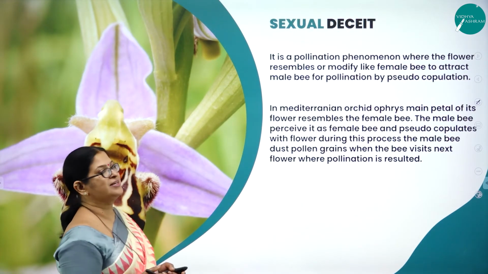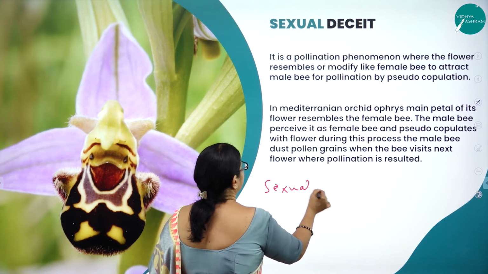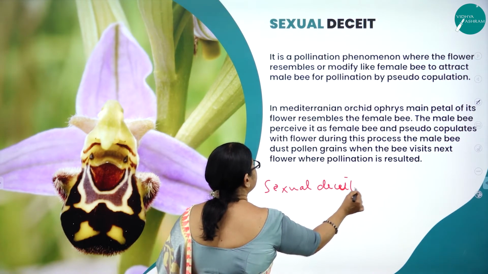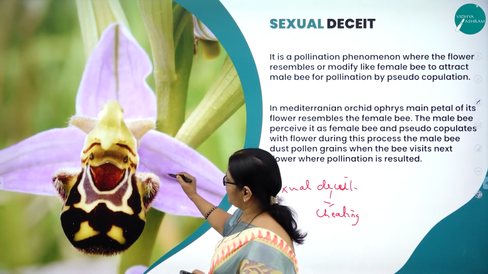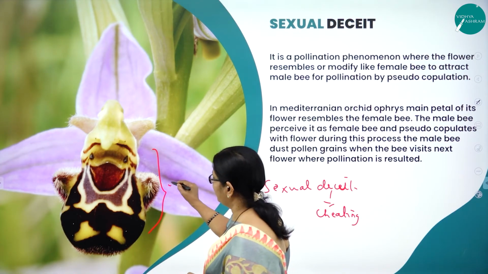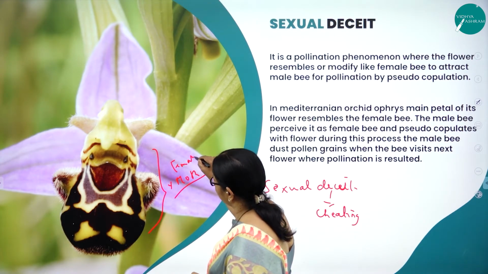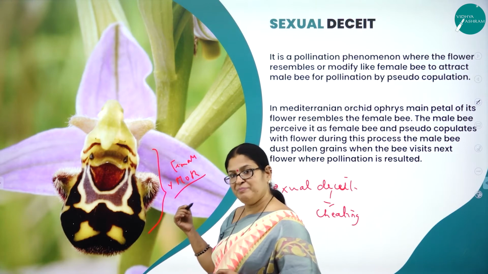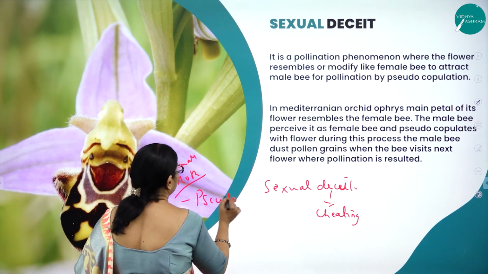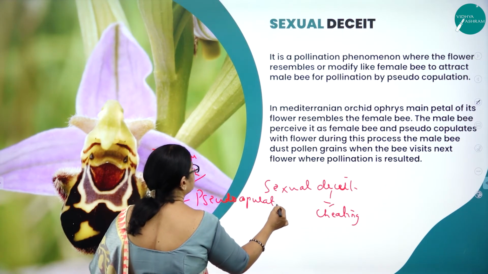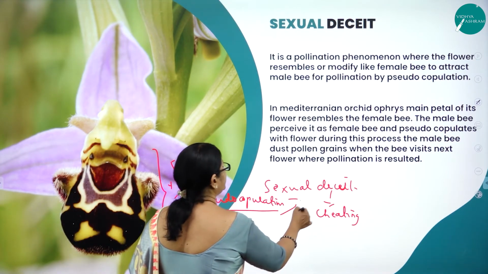Next, a very important concept is called sexual deceit. Deceit means what? Cheating. Here all of you can see this beautiful flower. Here you can see this resembles what? Moth. Right? It resembles a female moth. And so the male moth gets mistaken by seeing this, and it pseudo-copulates. Pseudo-copulation. So it pseudo-copulates, and it is called what? Sexual deceit. So it is cheating.